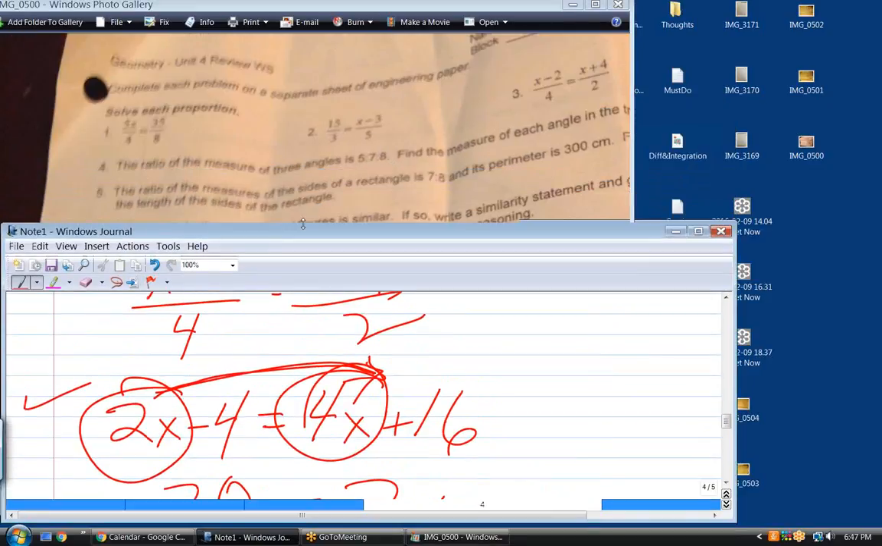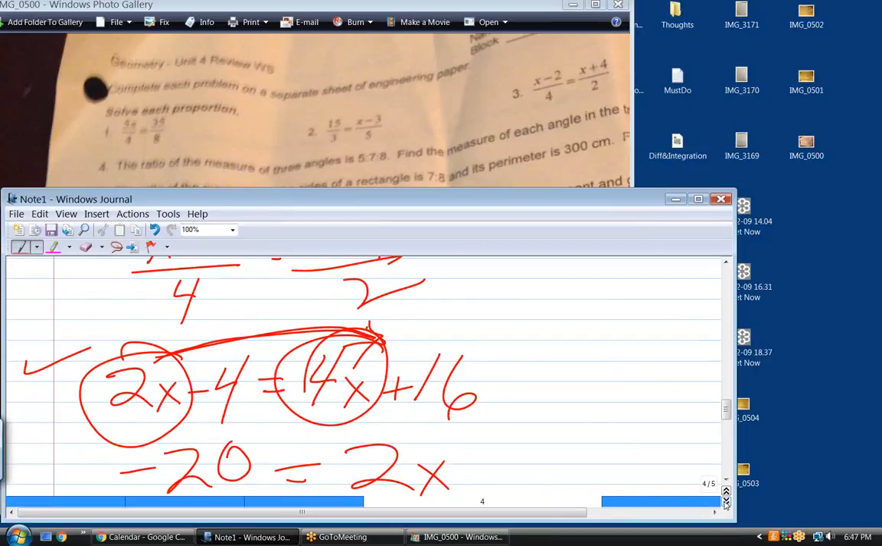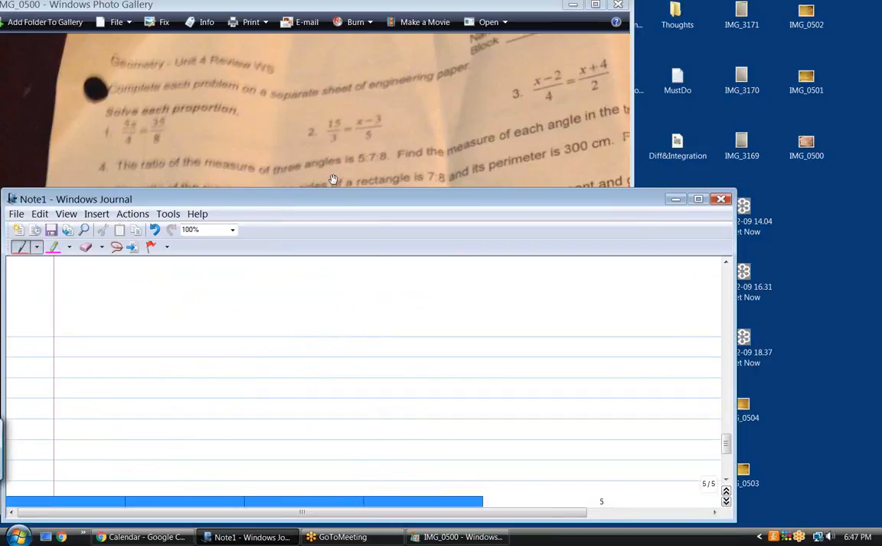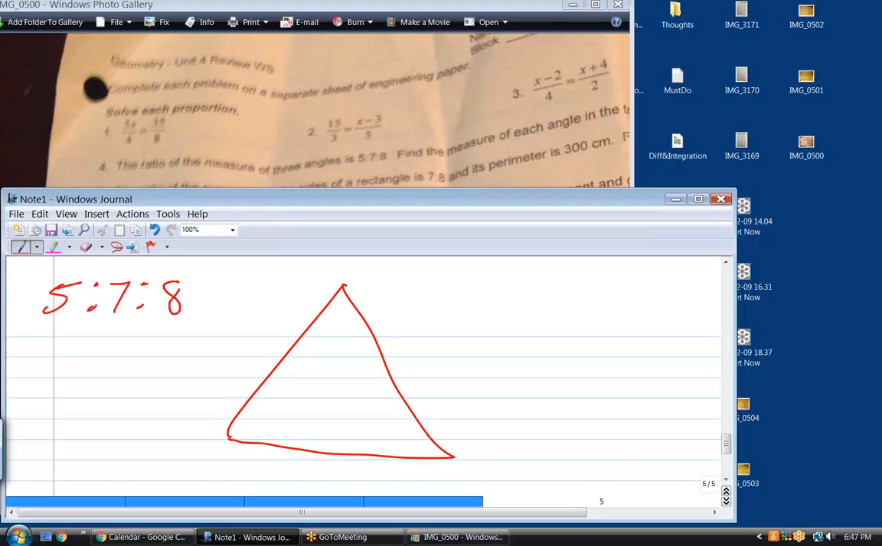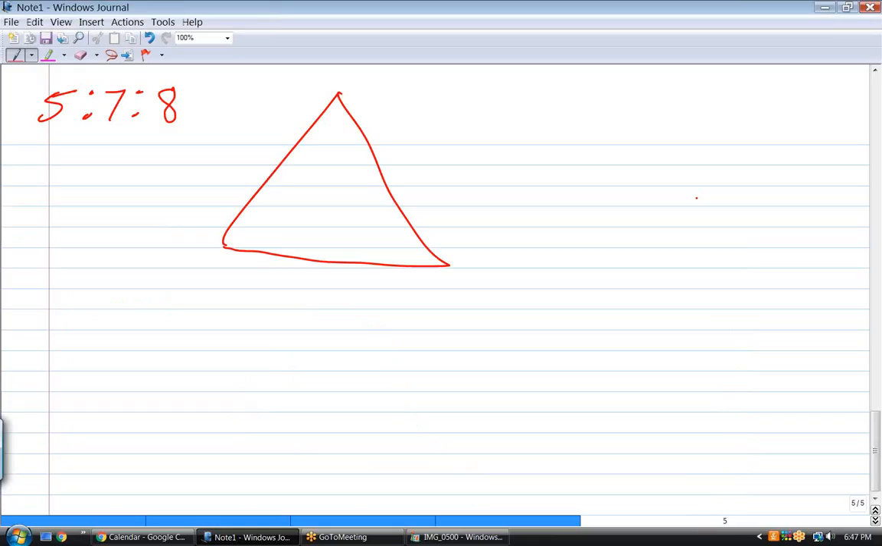All right. So we've got the ratio of three angles are in a 5-7-8 ratio. How can I find the measurement of each angle? 5 to 7 to 8. And there's a key concept here that you have to use: the introduction of a variable.